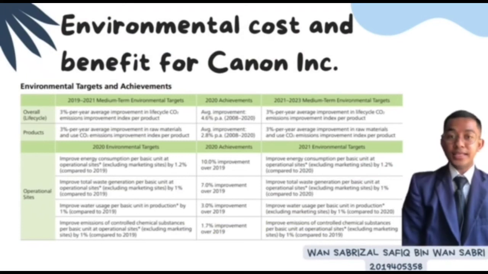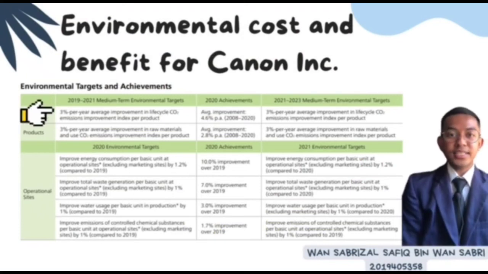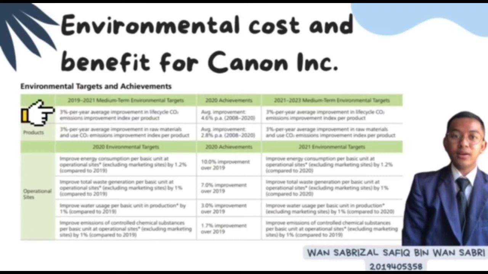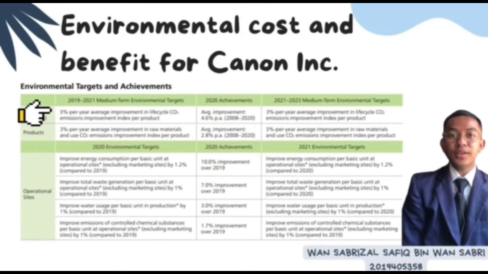Based on the table, in terms of environmental benefit, Canon achieved their target of improving life cycle carbon dioxide emissions per product by an average 3% per year, recording an average improvement of 4.6%. The COVID-19 pandemic meant that the rate of improvement was less than in the previous year, but the target was nevertheless met thanks to ongoing initiatives affecting the whole product life cycle, including energy-saving measures at operational sites and in product design. The cumulative reduction since 2008 amounts to 41.3%.